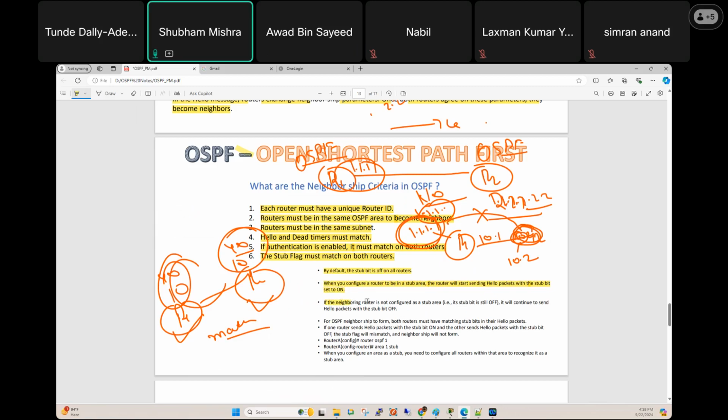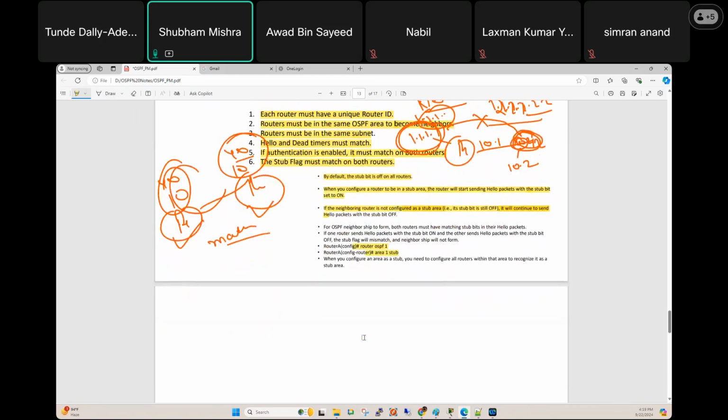If the neighbor router is not configured as a stub area, on that router the stub flag is on or off? Off. But your router is sending the stub flag on. It means this is a mismatch and neighborship will go down. Are you getting my point? So this is the way: router ospf 1, area 1 stub. This is the command by which you can configure the stub area. But this is an advanced thing; in CCNP you will learn it in detail. Getting my point, everyone?